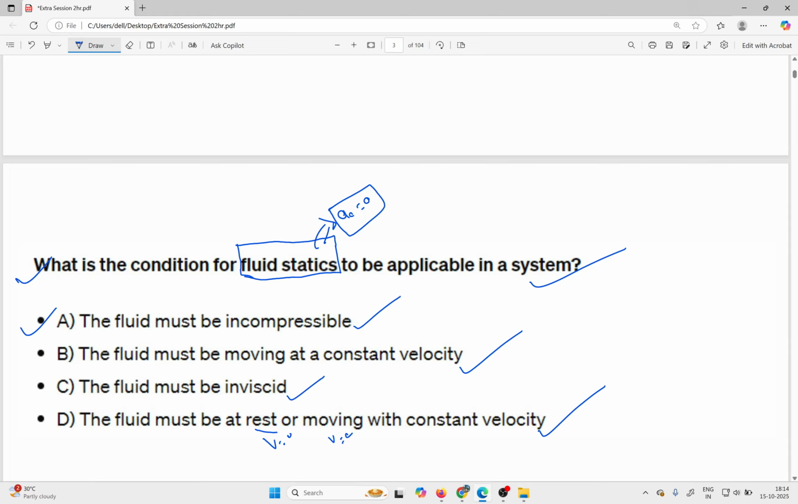So here option D will be correct. Remember always. Option D will be correct. Next question.